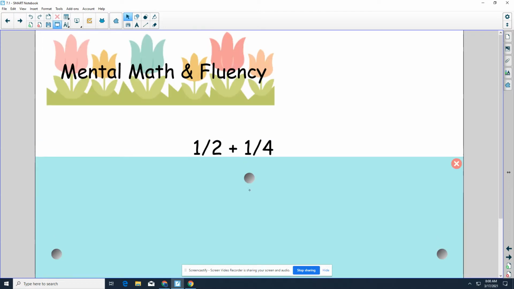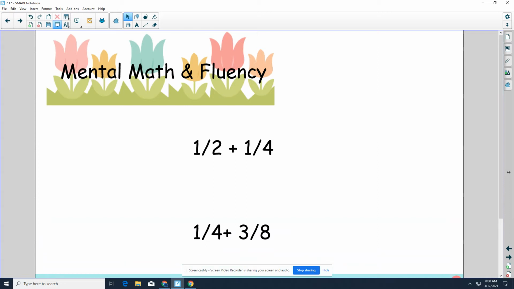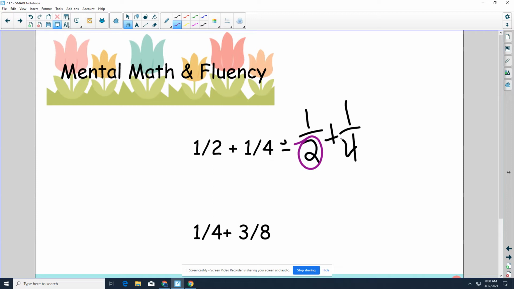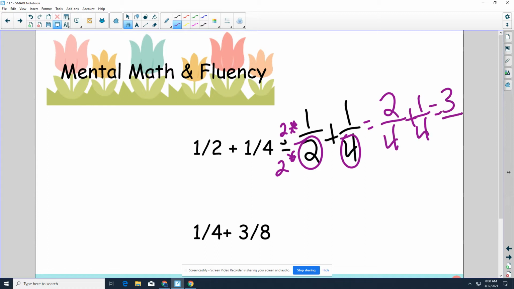So let's start with our mental math here. We have a couple fractions to add together. So remember, when adding fractions, you must have a common denominator. And I can see obviously here I do not, but my least common denominator would be 4. So I could multiply the numerator and denominator by 2, and I get 2/4 plus 1/4, which equals 3/4. So again, you have to have a common denominator when adding fractions.